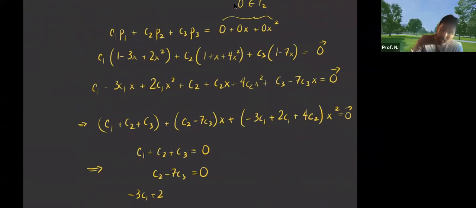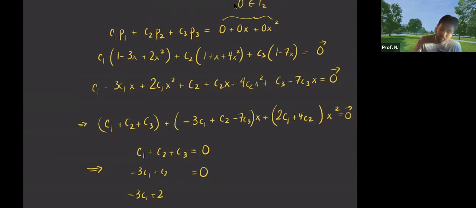So then what's going to happen is you only have 2, right? So this one is incorrect. This should be 2C1 plus 4C2. And then here we have a bit more. We have minus 3C1 plus C2 minus 7C3x, right? So then this equation here becomes minus 3C1 plus C2 minus 7C3.